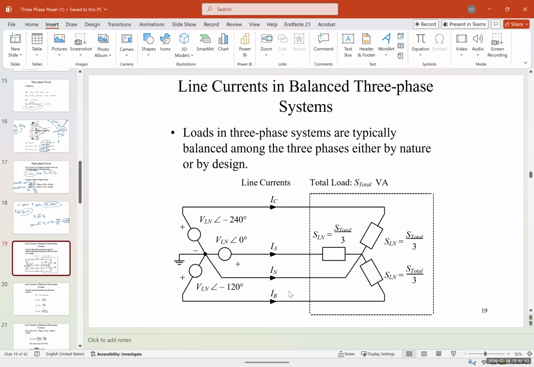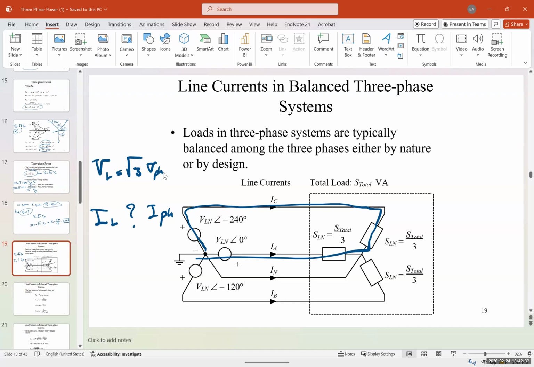Before I compare a Y and delta, let's find out what the current is in a Y connection. So we found out that the voltage in a star connection, the line voltage VL is equal to square root of 3 V phase. But what's the relation between the line current and the phase current? Why? Perfect, that's correct.